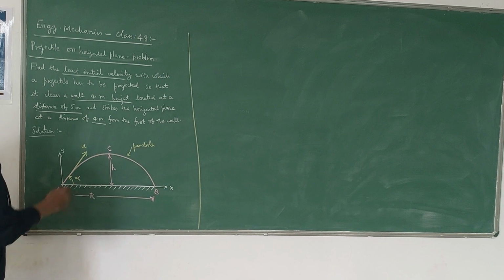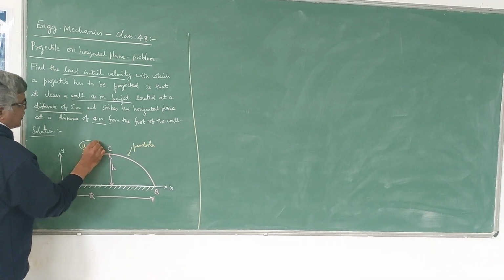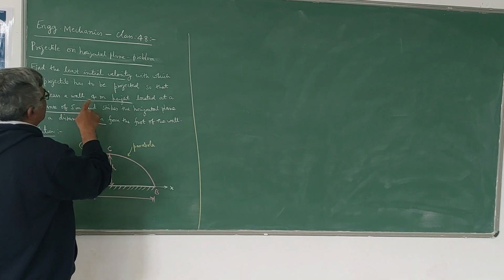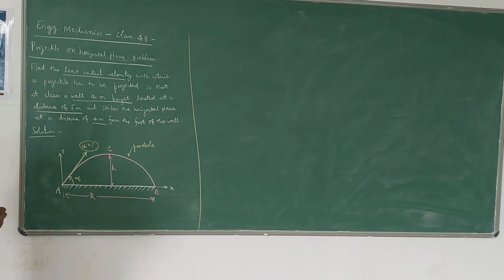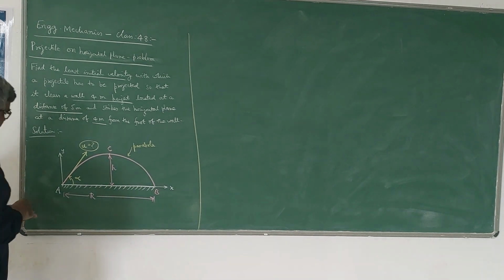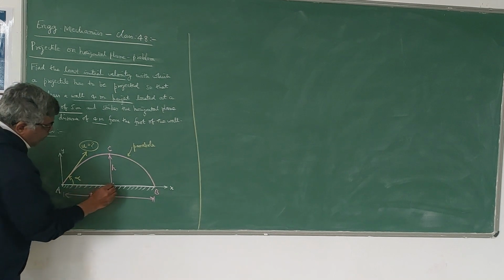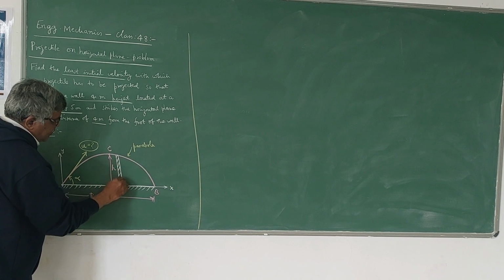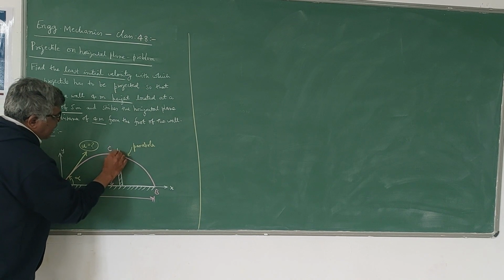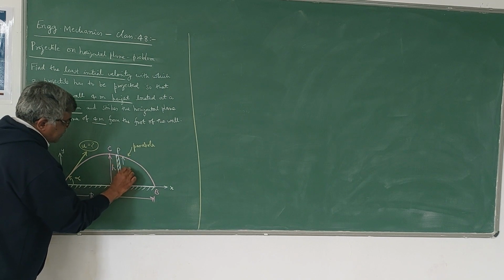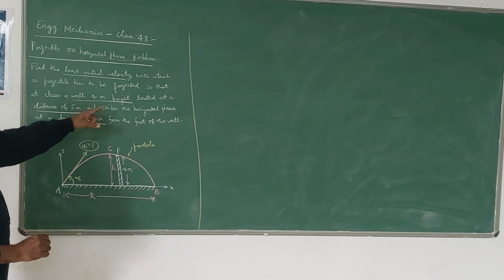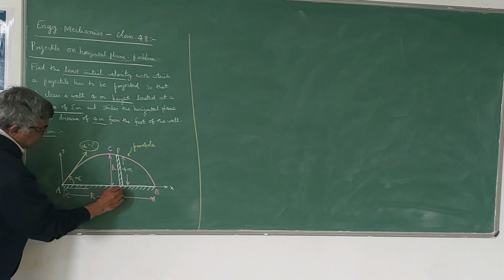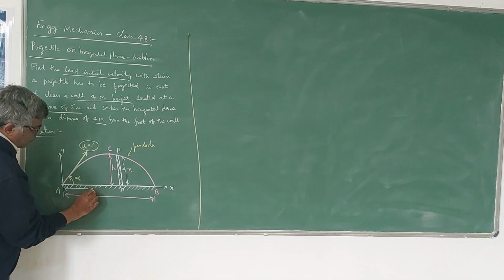Find the least initial velocity, that means u we have to find out, with which a projectile has to be projected so that it clears a wall 4 meters height located at a distance of 5 meters. See here. So from the point A, there is a wall here. This is the wall. So the height of the wall is 4 meters, given. Located at a distance of 5 meters. So the distance from A to this point, I will take as B. So this is 5 meters.